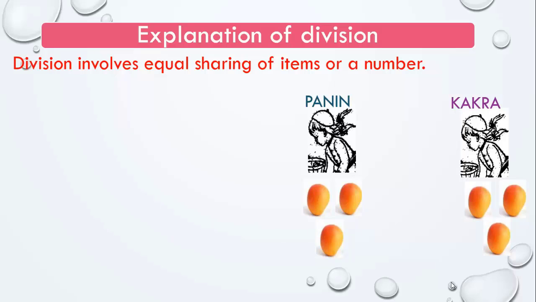You realize that each child has 3 mangoes. Hence, we can conclude that 6 divided by 2 is equal to 3.